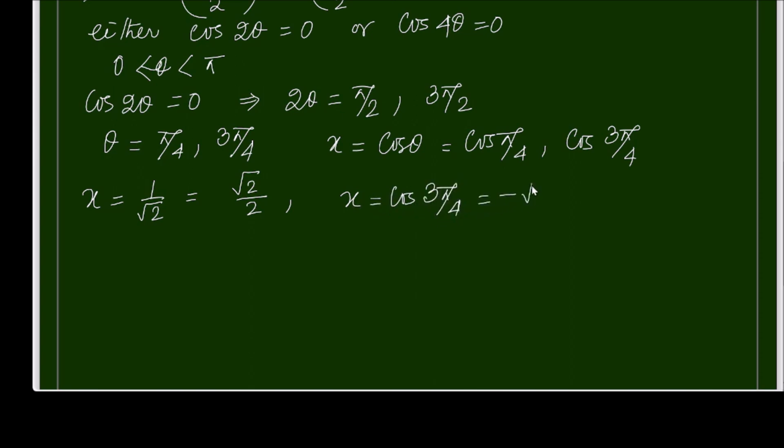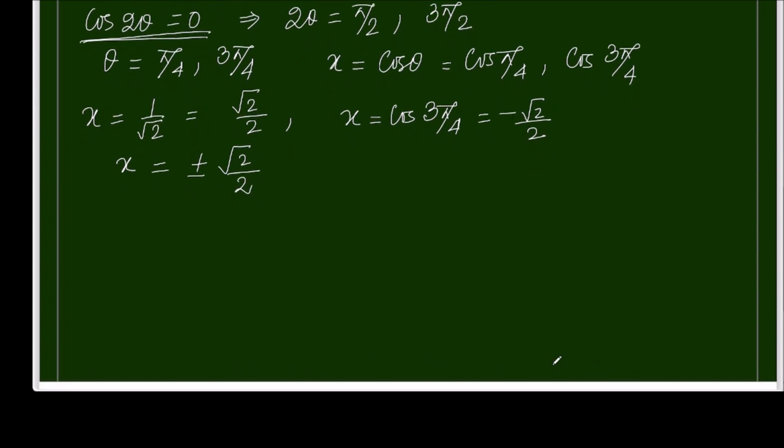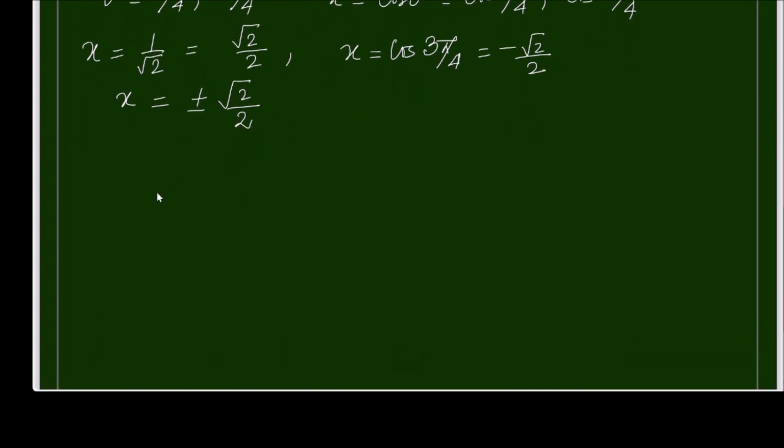That will be negative of root 2 over 2. So from this first one, I am getting x as plus minus root 2 over 2. Next, coming to the second one, cos 4 theta is equal to 0. Cos 4 theta is 0, that means theta is in between 0 to pi.